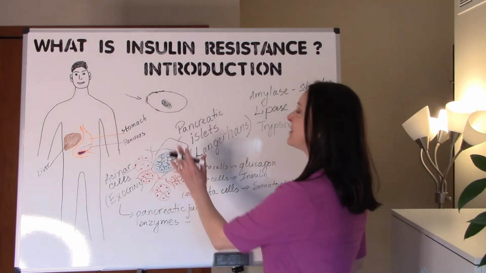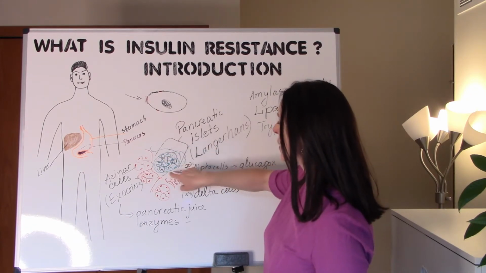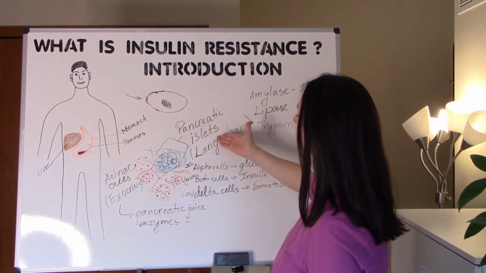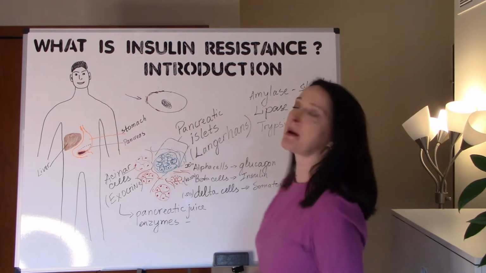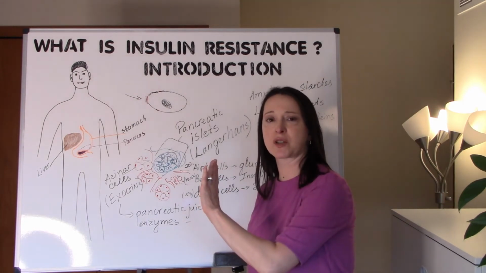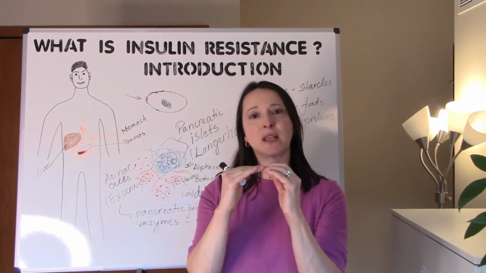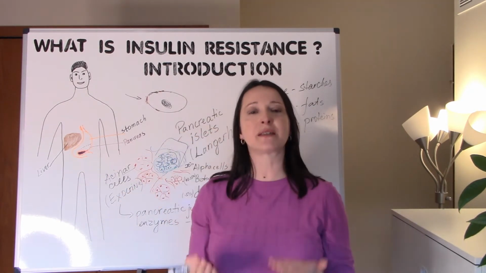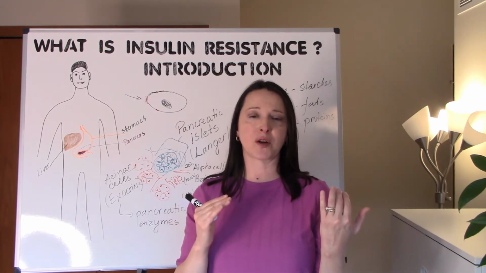But here is then the next function of the pancreas. These blue cells in here are clusters of cells, and they're called pancreatic islets or islets of Langerhans, and they are responsible for the endocrine function. So the difference is that in the endocrine function, the hormones are produced and released into the bloodstream. So that's the difference between the two functions.